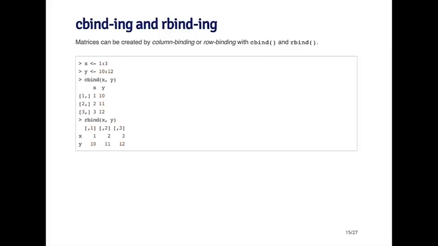Another way to create a matrix, and this is a common way, is by binding columns or binding rows. Column binding and row binding can be achieved by the functions cbind and rbind. For example, suppose I have 2 objects, x, which is a sequence from 1 to 3, and y, which is a sequence from 10 to 12. If I cbind those 2 objects, then I'll get a matrix where the first column is 1 to 3, and the second column is 10 to 12. So this is kind of what you might expect would happen. If I rbind those 2 objects, then the first row will be 1, 2, 3, and the second row will be 10 through 12. So cbinding and rbinding is another way to create a matrix.